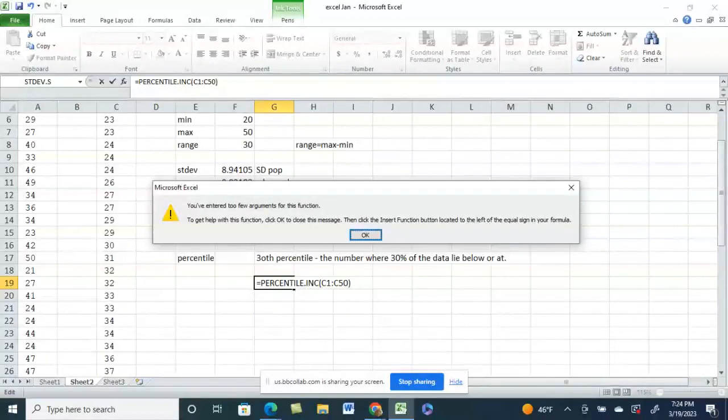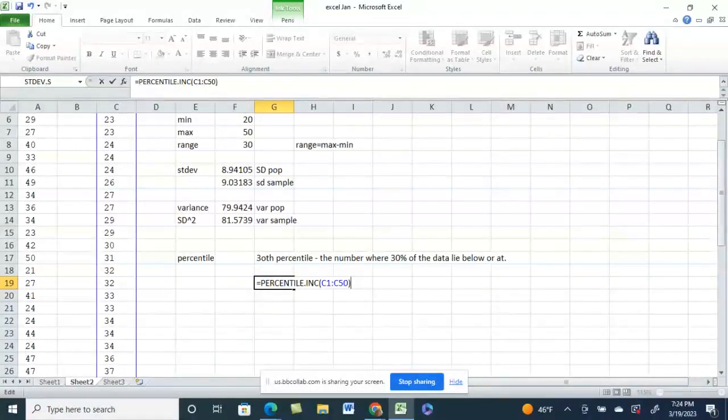And that's just, let's see, too few arguments. Let me see. Oh, I have to do a comma. I have to tell it which... I better stop talking so much. I have to put in what percentile I want. So I want 30%. You put in the percentage or the decimal, 0.30 or just 0.3. Okay, so when you're finding a percentile, we use the INC, which means inclusive, and then we pick our array. Those are the set of numbers, and then we tell it which percentile we want.